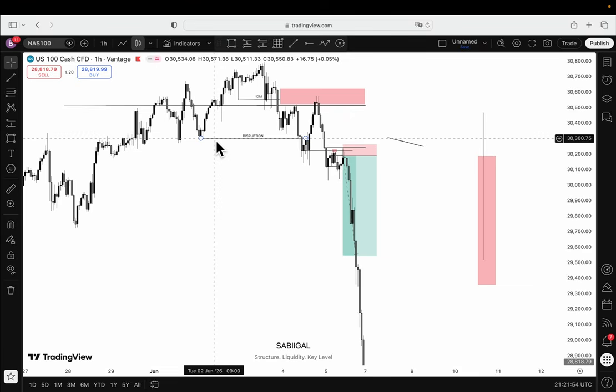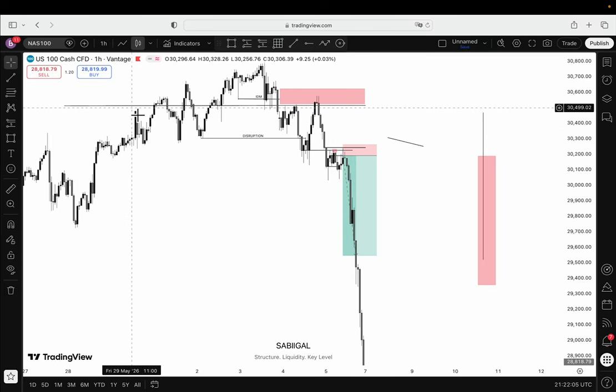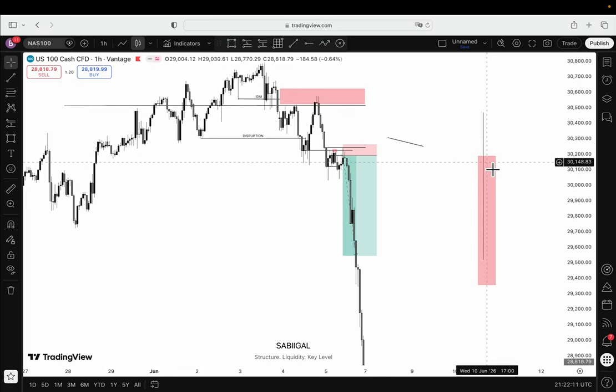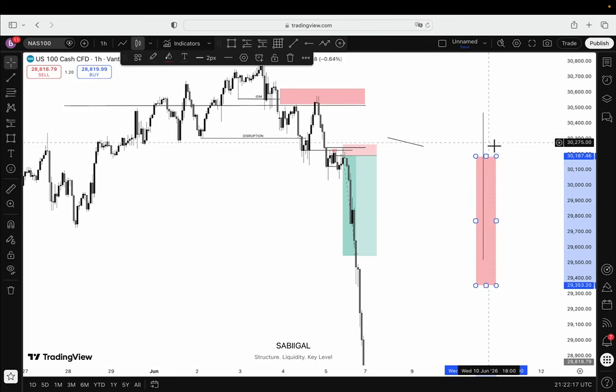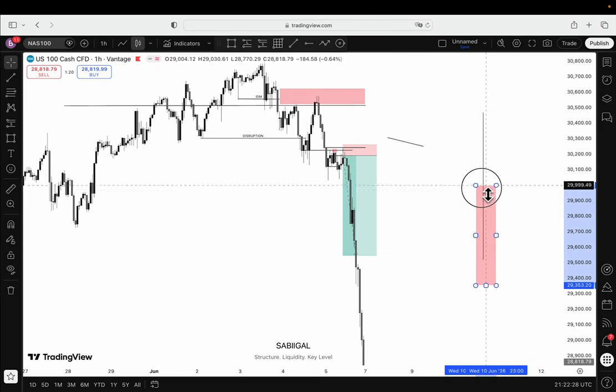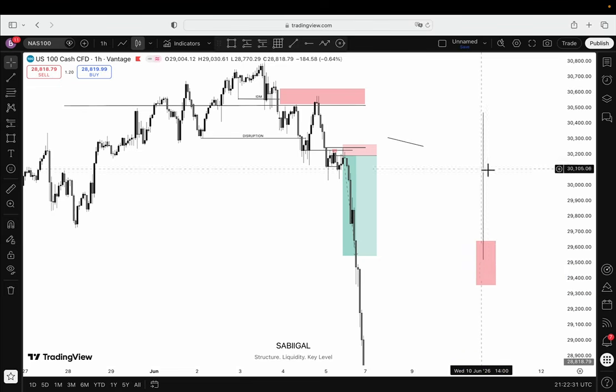Let me take more questions. When rejection happens, it's just like saying that if it rejects down like this, it means that at this point sellers are in control. They are defending that particular area. You know, it takes power for price to push something down like this, push with the body down and close with the wick like this.